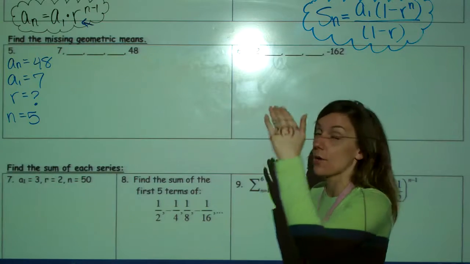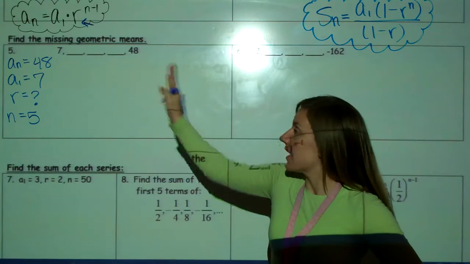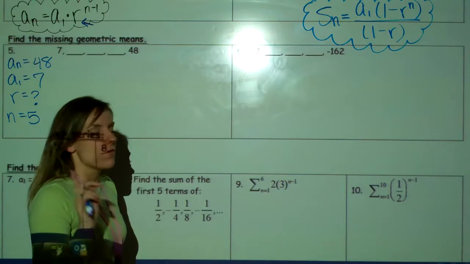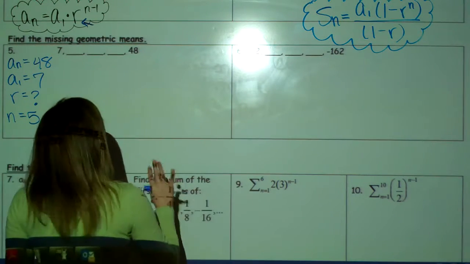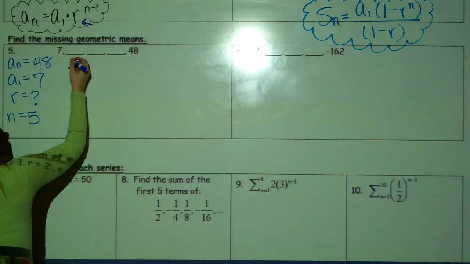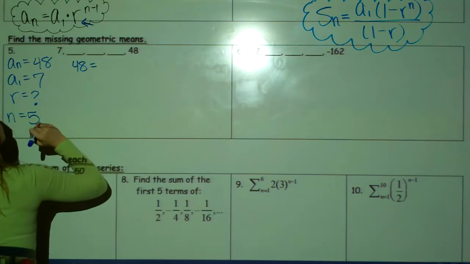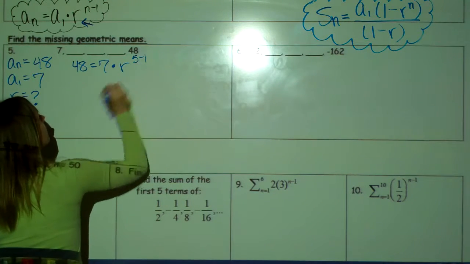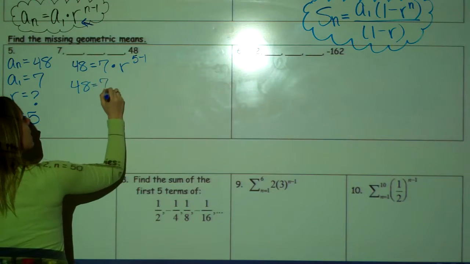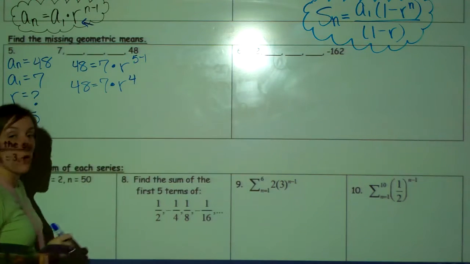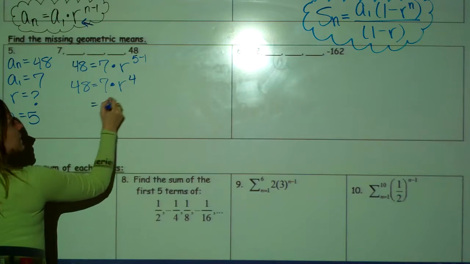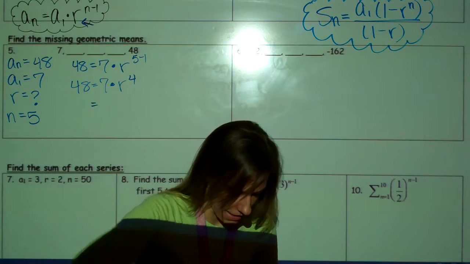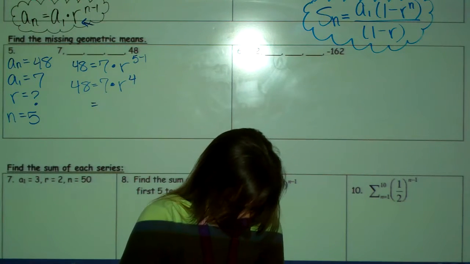So we've got to find the ratio to know what we are multiplying by to get from 7 up to 48. And I think one of these might have a typo, if I remember correctly, so we might get a decimal for one of these. We'll see. So let's use our formula. 48 equals 7 times the ratio to the 5 minus 1. Okay, so 48 equals 7 times r to the 4th. Well, divide both sides by 7 because we want r to the 4th by itself. I think this, again, is the one where we have a decimal.